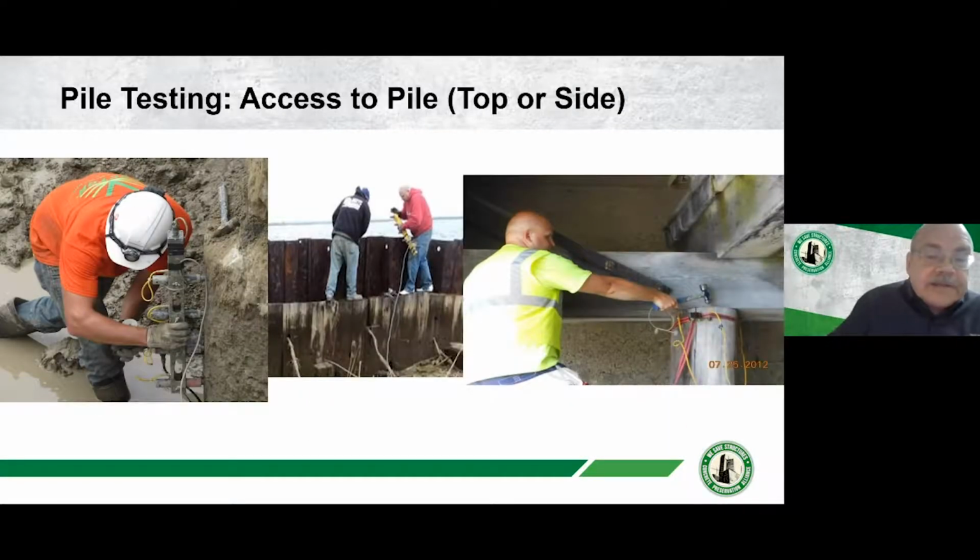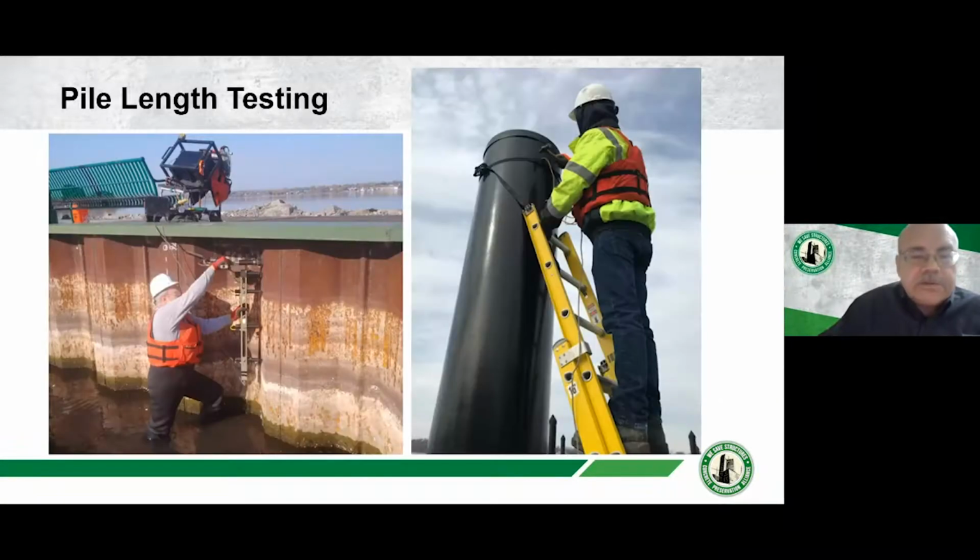We need to have access to the pile. That's on the side of a drilled shaft over on the left, the top of a sheet pile, or the butt of a timber pile. And there's those ratchet straps on the right, hitting it with a hammer or with the air gun. A number of different energy sources.